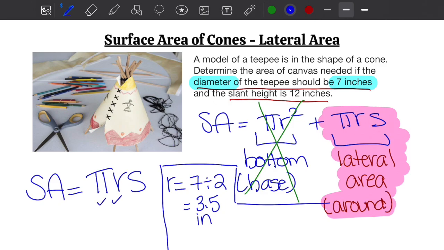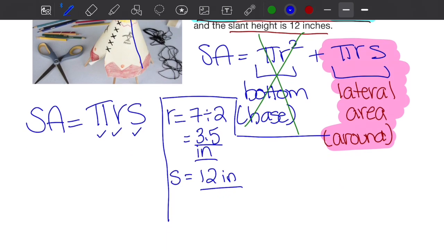Now, the other part of the formula that I need is the slant height. So that's the height from here to here, not the one that goes straight up. Okay, so the slant height is 12 inches. So that is given to me here. So I have 3.5 inches and 12 inches. And now the only thing left to do is to substitute or replace those values into my formula. So let's do that. So surface area is equal to pi multiplied by 3.5 inches multiplied by 12 inches.